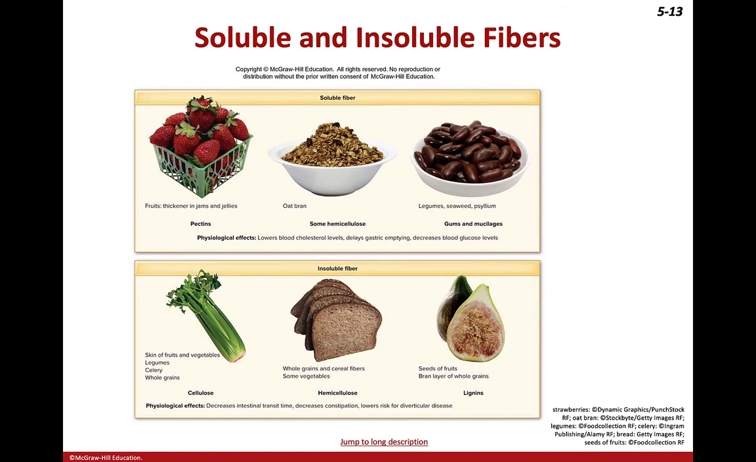Now, insoluble fiber. Here we're looking at whole grains and the seeds of fruit. The physiological effects of insoluble fiber are decreasing transit time through the intestine, so regularity, things move through more quickly. Also, insoluble fiber is known to decrease the risk for diverticular disease, which is a condition that we may find in the large intestine.